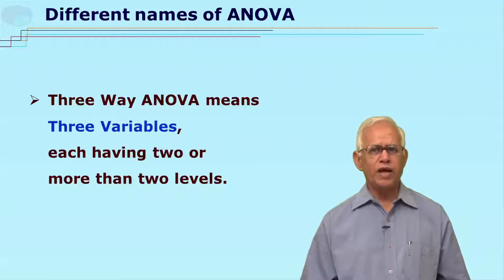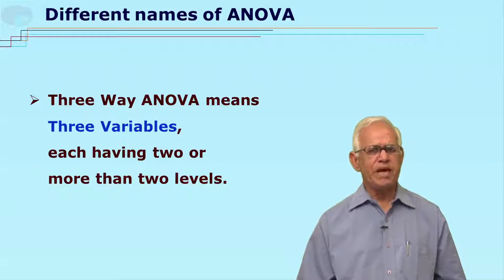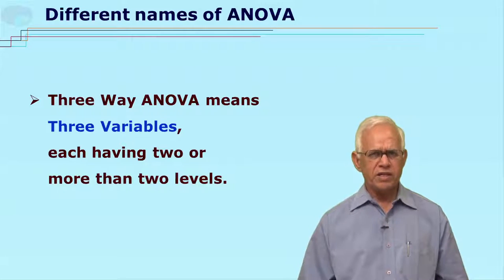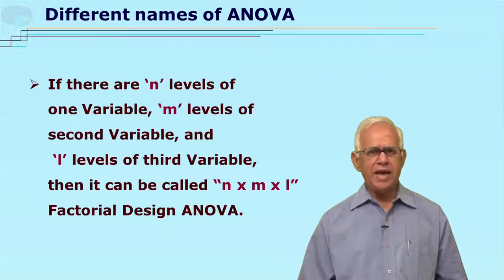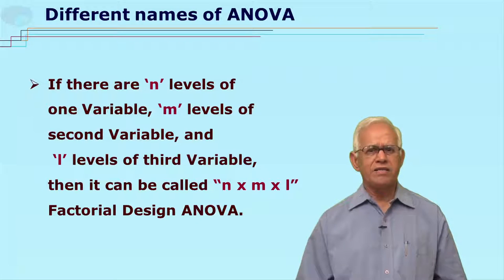Lastly, I will take you to another analysis of variance category. If a researcher has three variables, each variable having two levels or more than two levels, or some variables may have two levels, some may have three levels, etc., then the data can be analyzed with neither one-way nor two-way analysis of variance. Here, a researcher has to use three-way analysis of variance. If variable A has n levels, variable B has m levels, and variable C has l levels, then you can say it is an n by m by l factorial design analysis of variance.